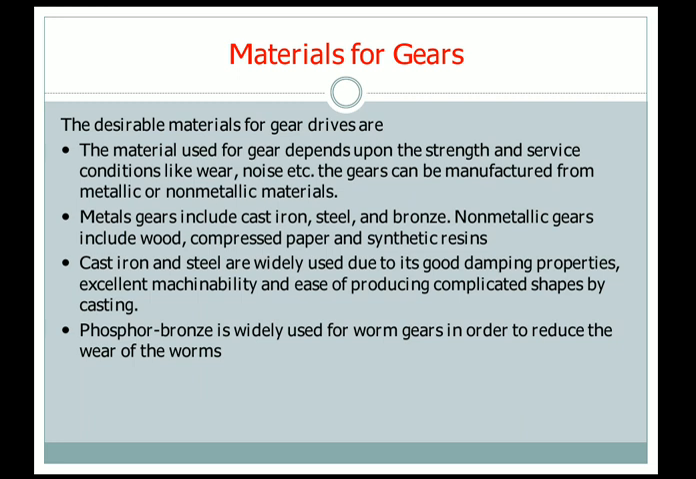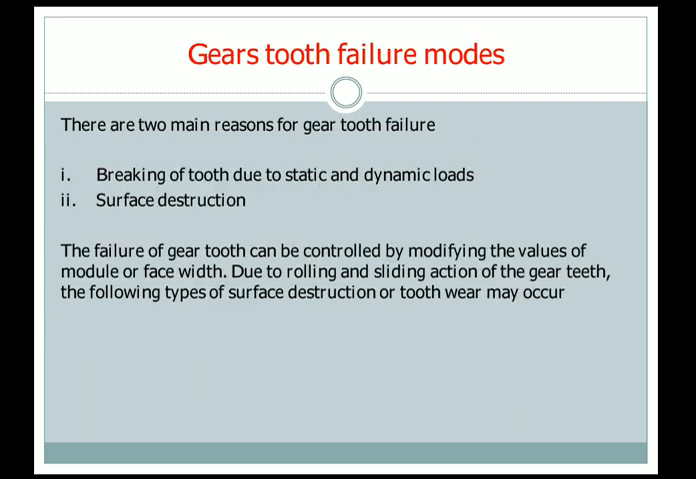So these are the different materials used for manufacturing of gears. Next, we shall see the failures in gear teeth. There are two main reasons for gear tooth failures. One is breaking of tooth due to static and dynamic loads, and another one is surface destruction.